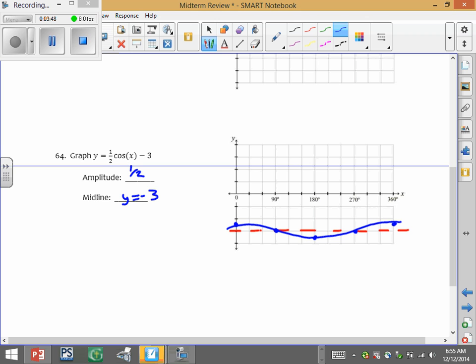And so even if we think about the transformations, you can see there's a vertical compression, and then it shifts down 3. Well, that graph is kind of squished vertically, and then again, we've slid everything down 3.